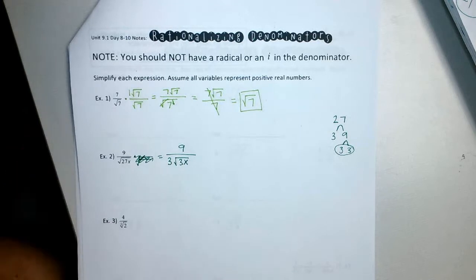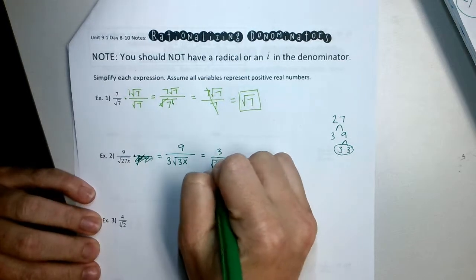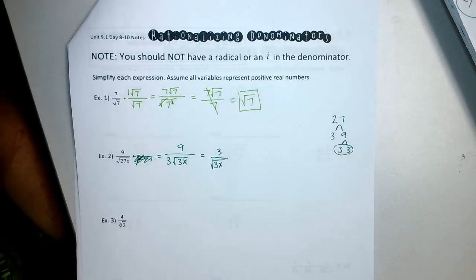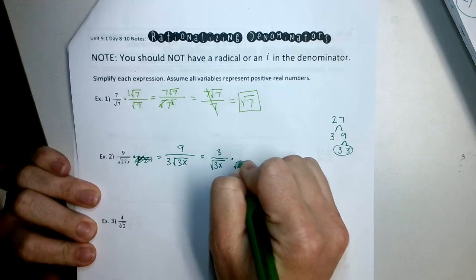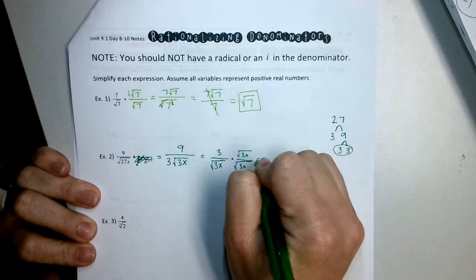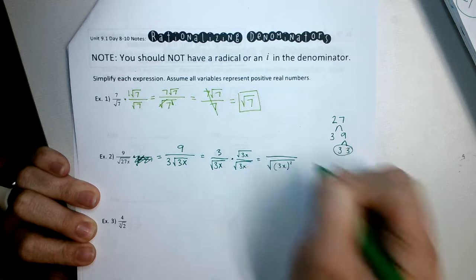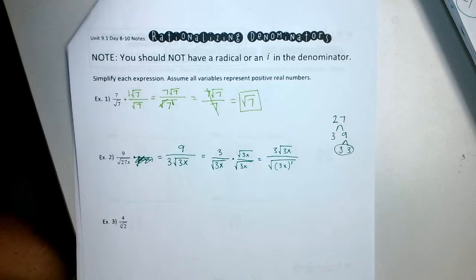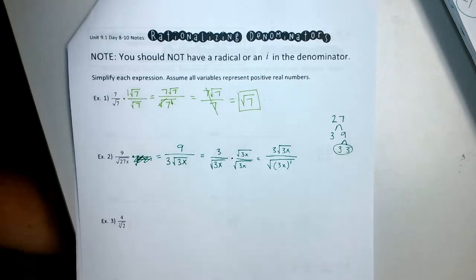Now, what can simplify even further? 9 over 3. What's 9 divided by 3? 3. So this ends up being 3 over square root of 3x. Now, the numbers are a lot smaller, a lot easier to deal with. Now we're going to multiply by the denominator, which gives me 3 times the square root of 3x squared over 3 times root 3x. Now, could I have multiplied it and gotten 9x squared? Yes. But what's the point of multiplying it if you're just going to cancel it?